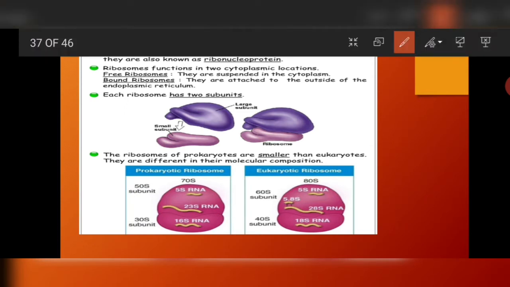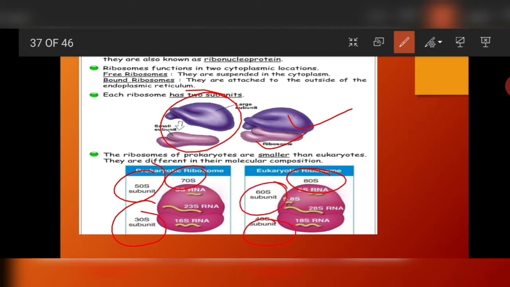Each ribosome is always made up of two units, the large subunit and the small subunit. There are two different types of ribosomes in the prokaryotes and the eukaryotes. The prokaryotes have 70S ribosome and the eukaryotes have 80S. The prokaryotic ribosomes are made up of 50 plus 30S units and 60 plus 40 in case of eukaryotes. Here S stands for Svedberg unit, which is the sedimentation coefficient.